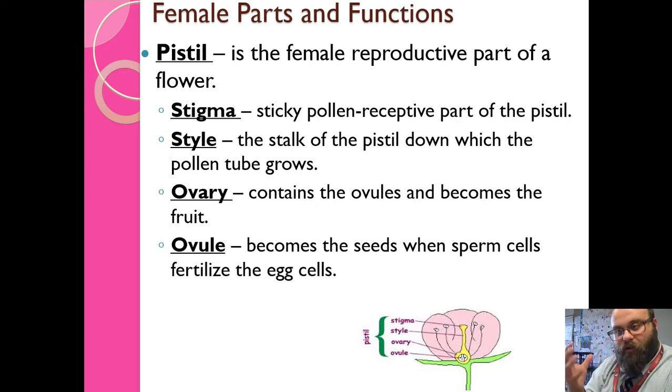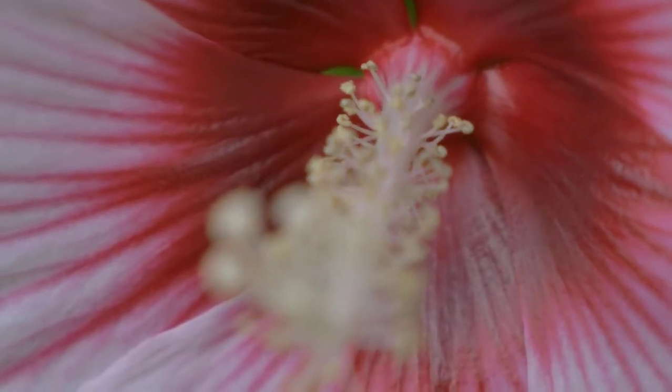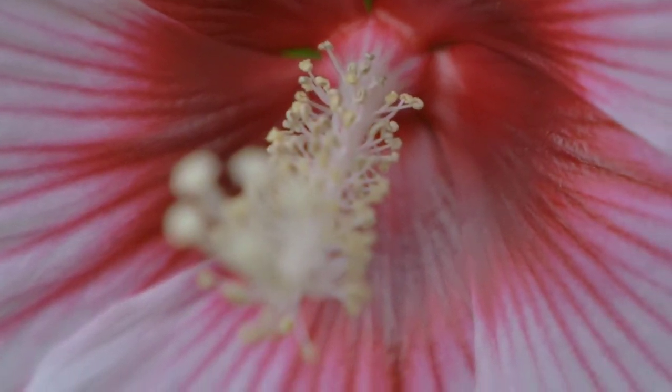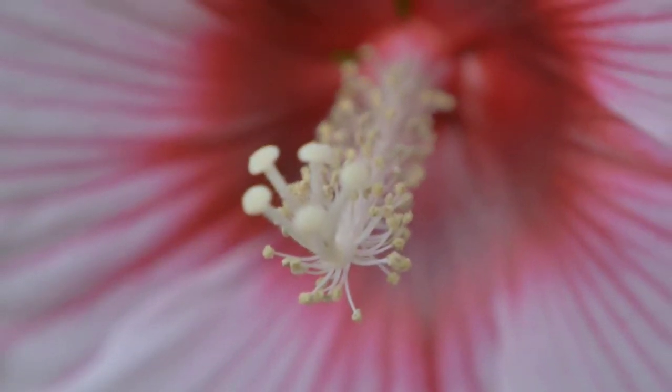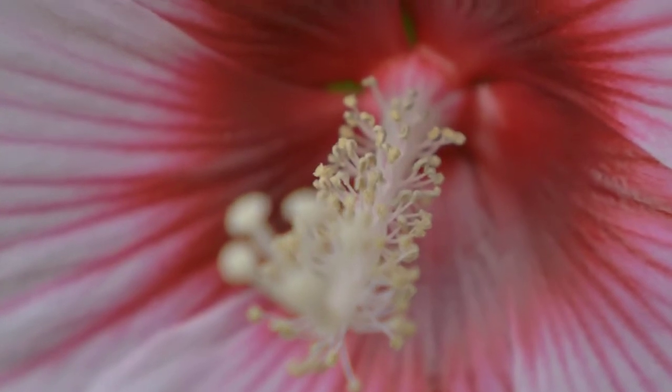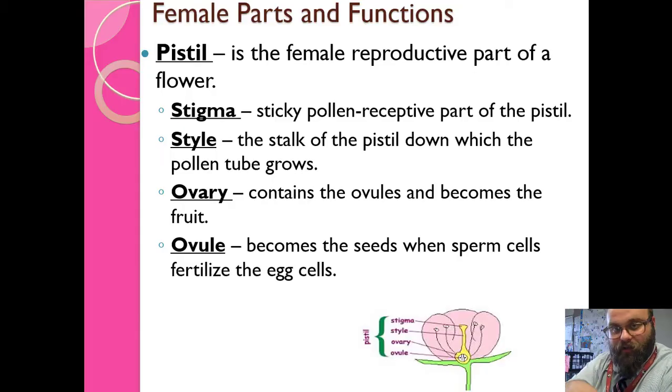There is a stalk that holds up the stigma, and it's called the style. And so that stalk is a support structure. It's similar to what we saw with the male flower parts, and it doesn't really have any function beyond that. The goal of this is to guide the pollen down into this next portion of the flower called the ovary.